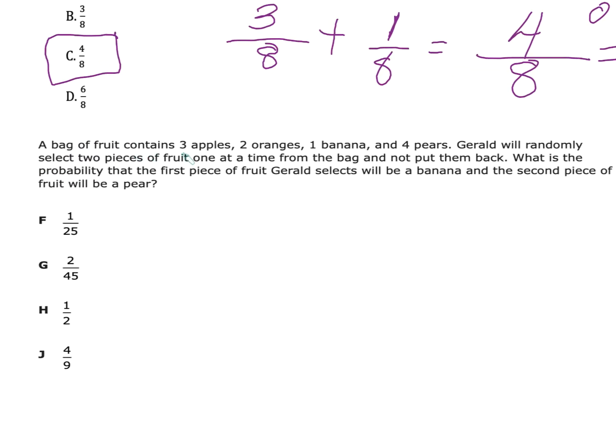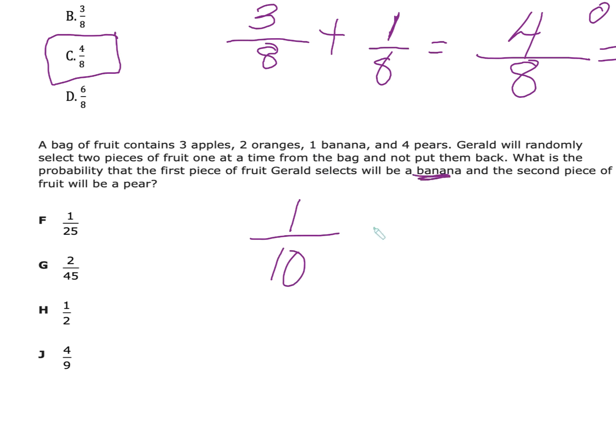A bag of fruit contains 3 apples, 2 oranges, 1 banana, and 4 pears. Gerald would randomly select 2 pieces of fruit, one at a time from the bag, and not put them back. Here's the key word. He's not going to put them back. What is the probability that the first piece of fruit Gerald selects will be a banana? Okay, so we got 1 banana out of a total of 3 plus 2 is 5, plus 1 is 6, plus 4 is 10. So if he selects a banana, it's 1 over 10.